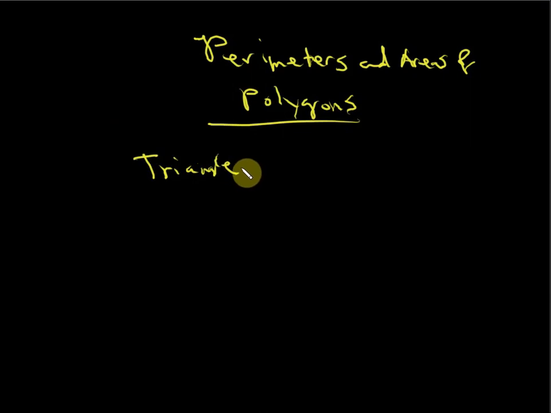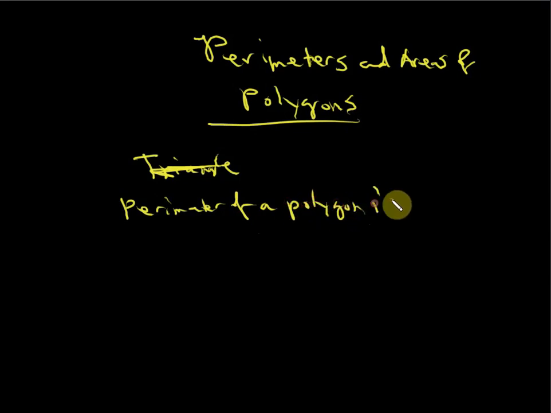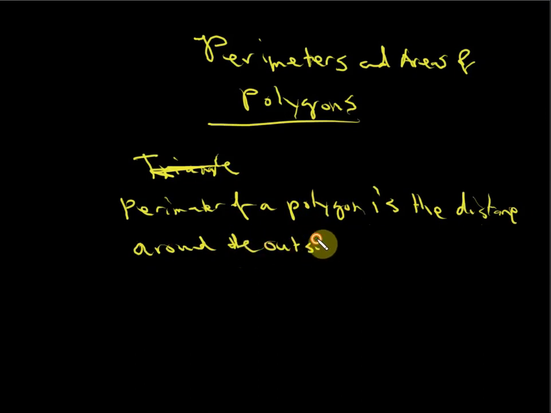Well, let's back up a bit. So what is the perimeter of a polygon? So the perimeter of a polygon is the distance around the outside of the polygon.